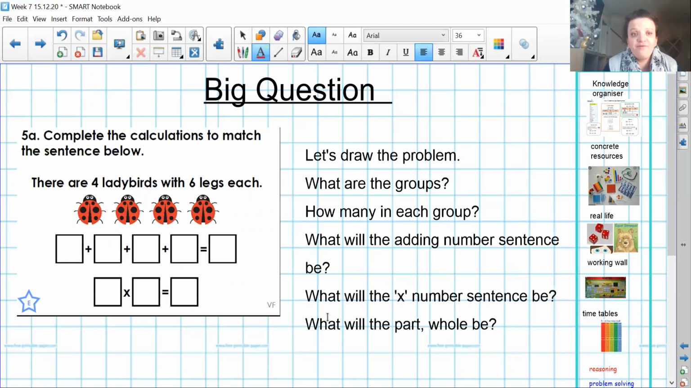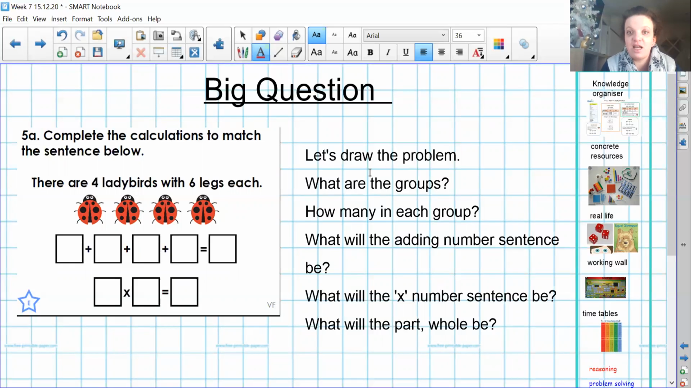So I've got a question. There are 4 ladybirds with 6 legs each, because they're insects. We learnt that in science. So they've each got 6 legs. How many legs are there altogether in total? So each ladybird is a group, if you like, and they've each got 6 legs. So what will our add-in number sentence be, and what will our multiplication number sentence be?